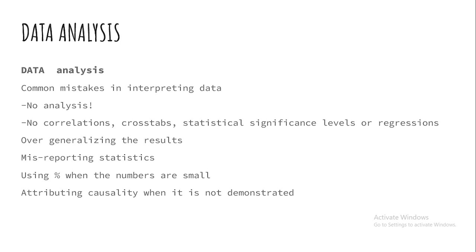Common mistakes you should avoid in interpreting data: presenting no analysis, where your data has no correlations, no crosstabs, no statistical significance levels or regression. Also, you should avoid overgeneralizing the results, misreporting the statistics, and using percentages when the numbers are small. Avoid attributing causality when it's not demonstrated. You should demonstrate causality before you attribute it. So these are common mistakes you should avoid in your data analysis as a baseline survey expert or a monitoring and evaluation expert in your field or on a project.